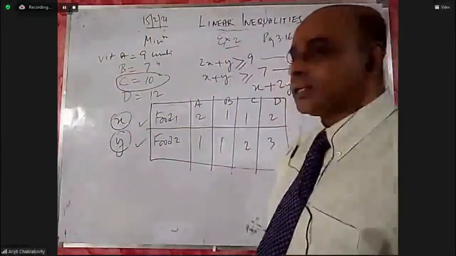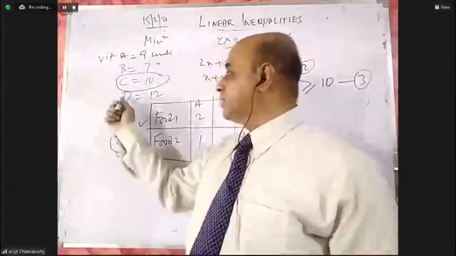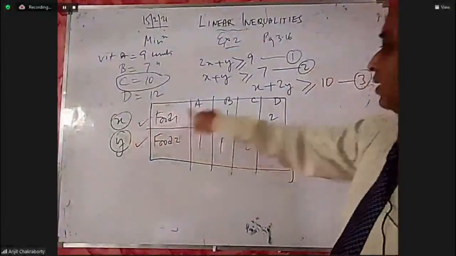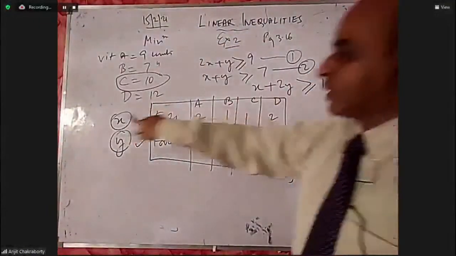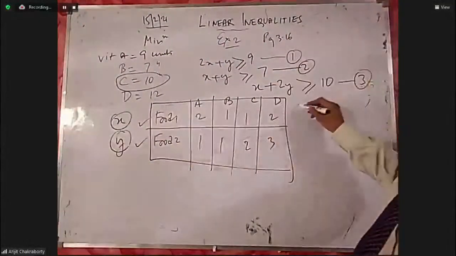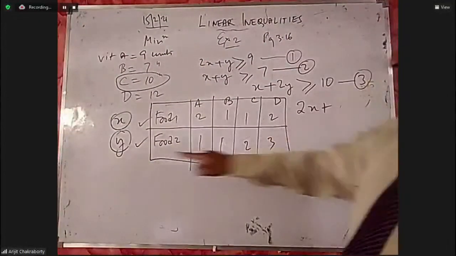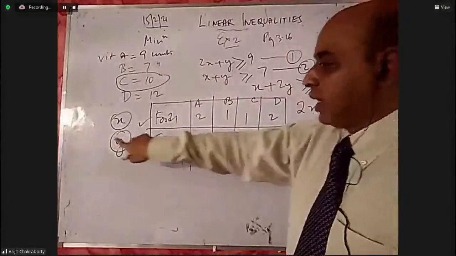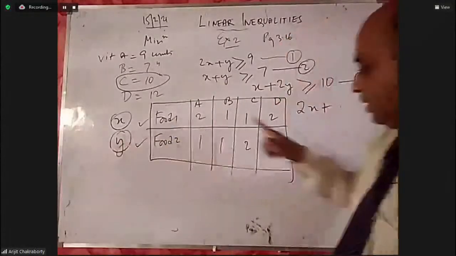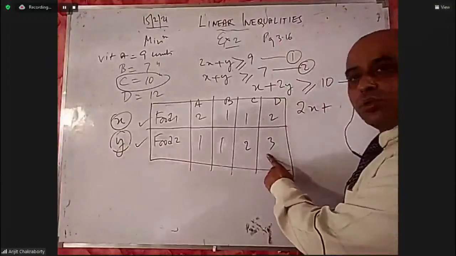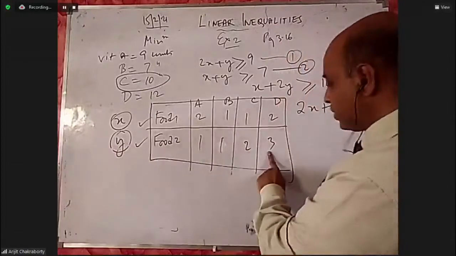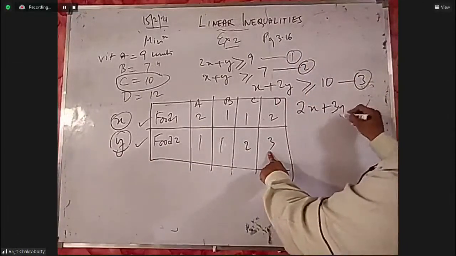And the last condition, yes, is vitamin D. Same rule, X, food 1, vitamin D is 2 units. So X units means 2X. So I will write 2X plus vitamin D for food 2. I am mixing Y units, and each unit of food 2 has 3 units of vitamin D. So if I mix Y units, it will be 3Y. So it will be 2X plus 3Y.